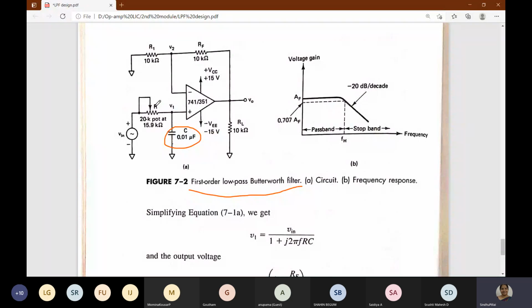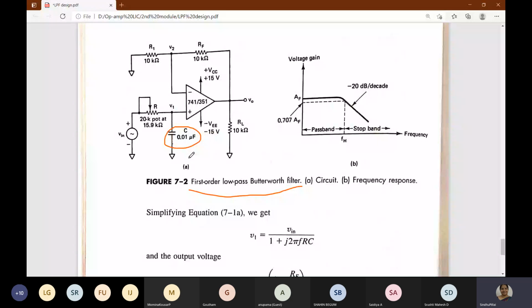Here, to design, we have to go with certain frequencies. Set the frequency as 1 kilohertz and select the values for R and C. For designing, C will be assumed. Always in designing, C is assumed. So assume C as 0.01 microfarad, substitute in the equation, and find the resistor R. And this is the frequency response.